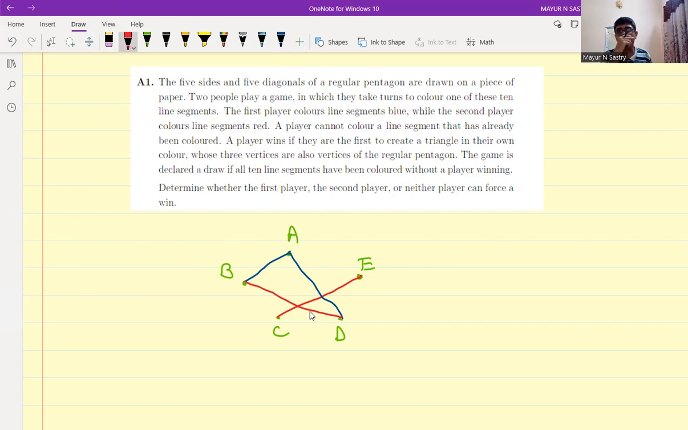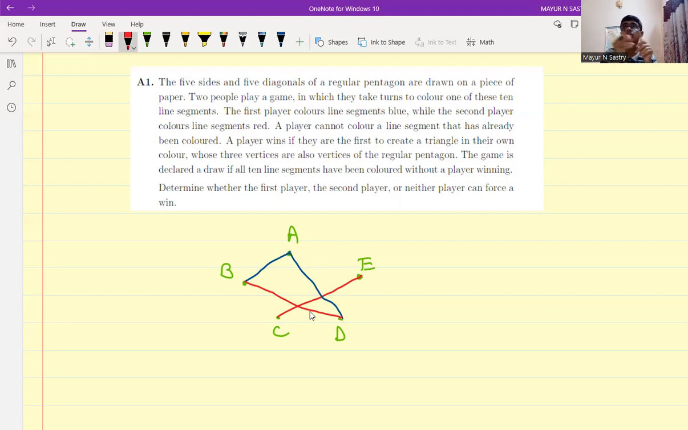Now, what should I do? There are many possibilities for me to actually get a chance of completing the triangle in the next turn. But that's not sufficient, because if I just do that, then what the next player will do is try to avoid that by just coloring that particular line segment red.